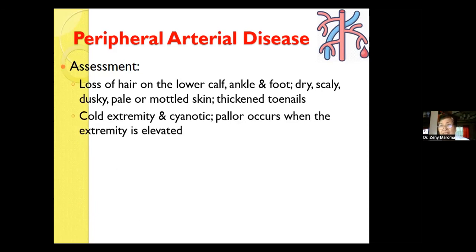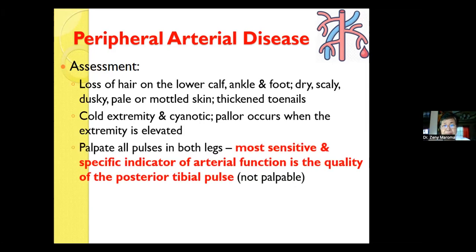So, hindi lang pain, hindi lang intermittent claudication. There's also loss of hair on the lower calf, ankle, and foot. The skin is dry, scaly, pale, or mottled. There are thickened toenails. Cold extremity and cyanosis. Pallor occurs when the extremity is elevated. The most sensitive and specific indicator of arterial function is the quality of posterior tibial pulse. It is not palpable. Okay.